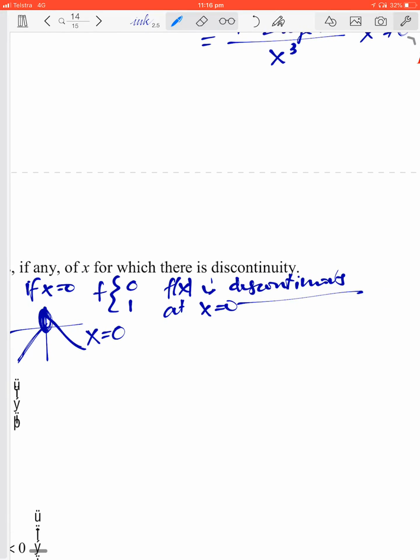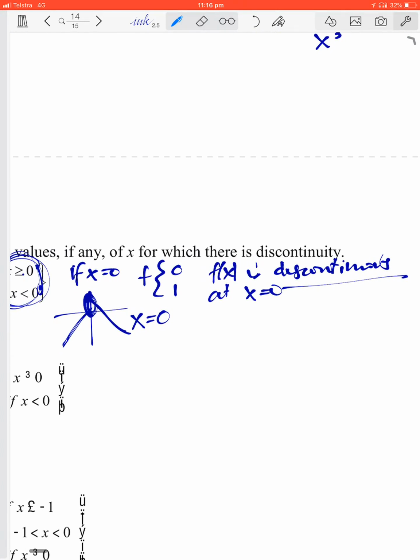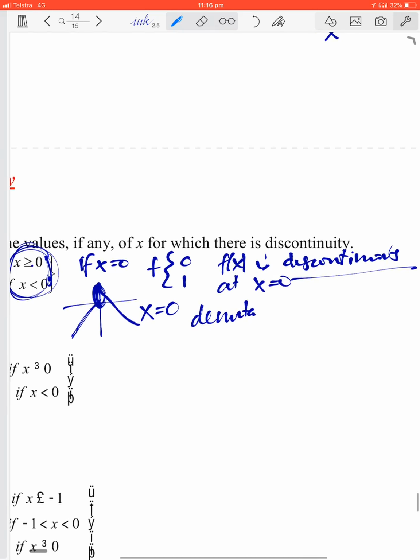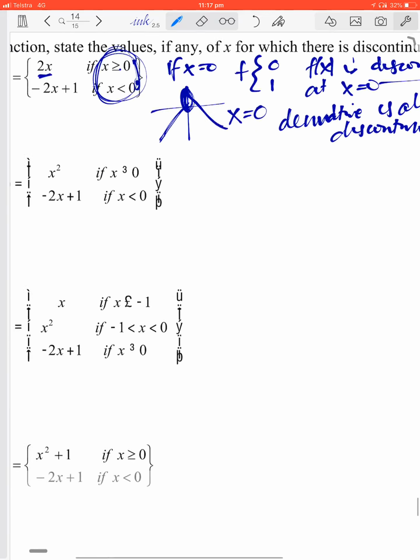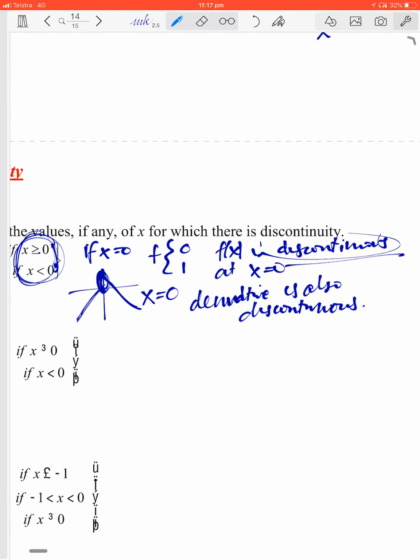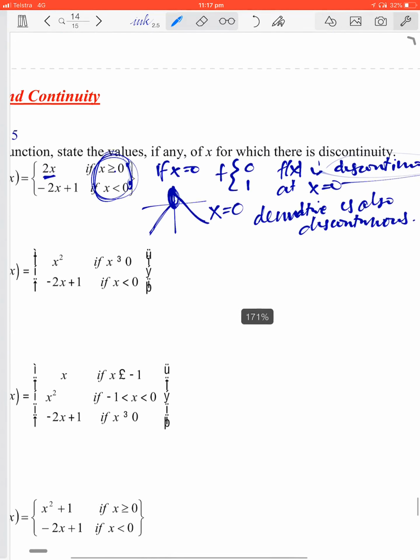Now if the original graph is discontinuous, then that also means that the derivative is also discontinuous. Now, just because the first one is continuous doesn't always mean the derivative is continuous either.